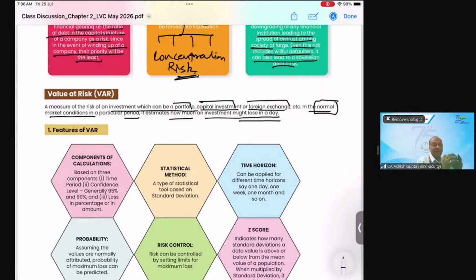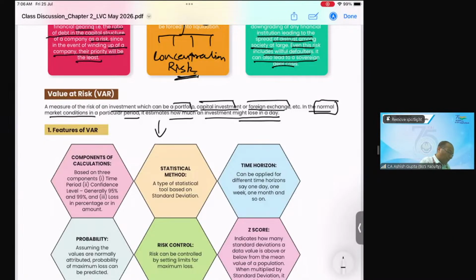So it lets us know the estimate, or we can say how much possibility there is that we will lose a certain amount. Generally, this amount, how much an investment might lose, that is the estimate, is considered on the basis of a confidence level.